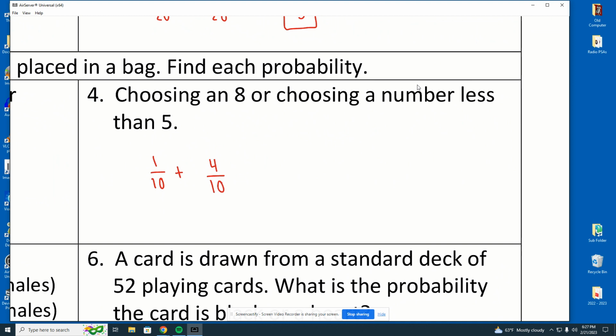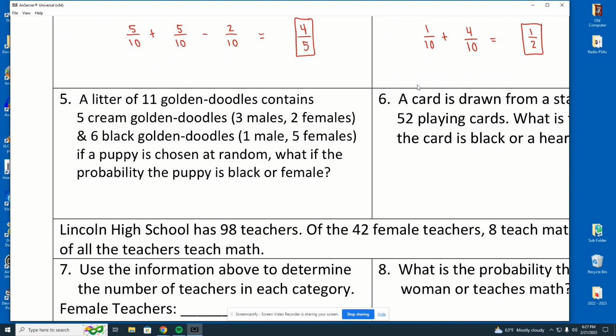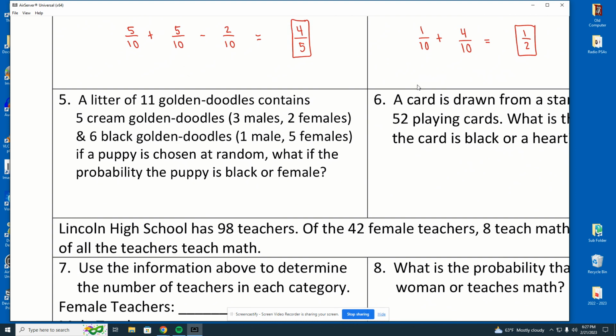Now, is there a situation where an 8 is less than 5? Of course not. So there's no overlap. So I don't have to deduct anything. Nothing got double counted. So 1 out of 10 plus 4 out of 10 is 5 out of 10, which reduces to 1/2. Remember, if nothing gets double counted, you don't have to deduct.